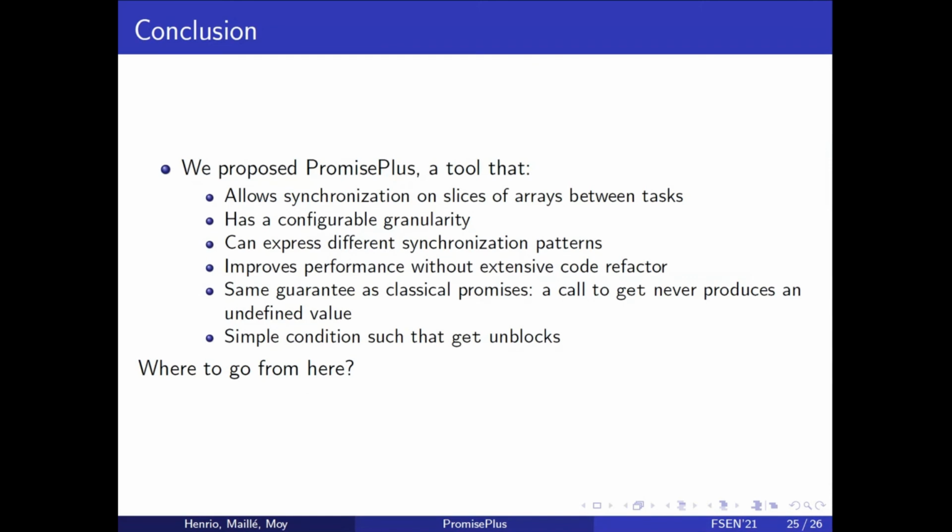So in conclusion, we proposed Promise Plus, a tool that allows synchronization on slices of arrays between tasks, arrays or matrices. It has a configurable granularity with the step. It can express different synchronization patterns, promise of array, array of promise, promise chunks. It improves performance, sometimes with an extensive code refactor or changes in hardware. It has the same guarantee as the classical promises. A call to get never produces an undefined value. And we have a simple sufficient condition such that get unblocks.